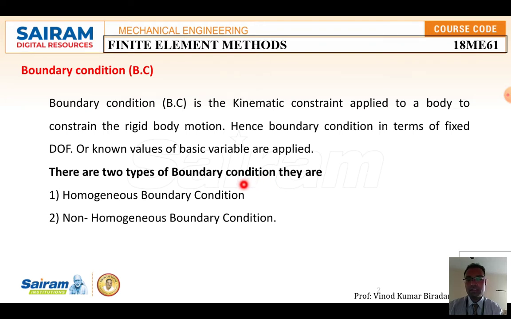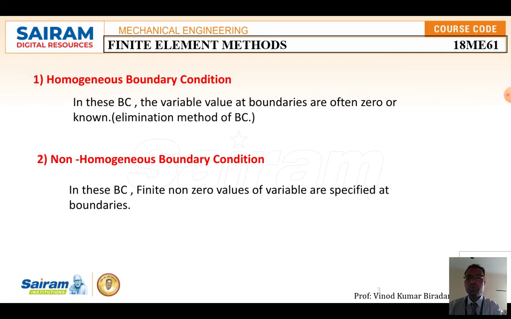For your syllabus there are 5 different types of boundary condition that we are going to apply, such as the homogeneous boundary condition and the non-homogeneous boundary condition. In the homogeneous boundary condition, the variable at the boundaries, that is the extreme layer of the problem, is considered as 0 or a known value. Suppose it is fixed, then it is 0; otherwise they will mention the value. That is called the homogeneous boundary condition.